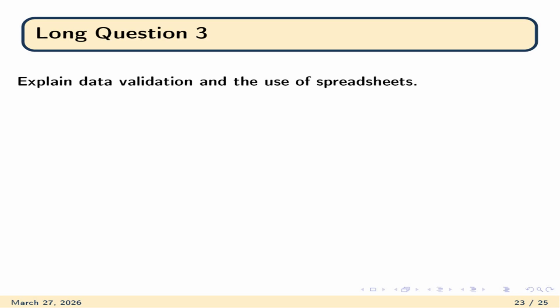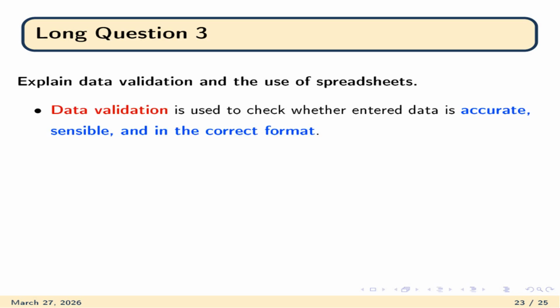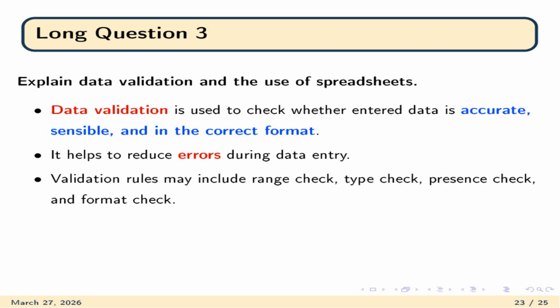Explain data validation and the use of spreadsheet. Data validation is used to check whether entered data is accurate, sensible, and in the correct format. It helps to reduce errors during data entry. Validation rules may include range check, type check, presence check, and format check.